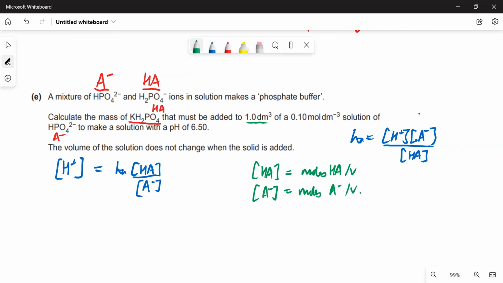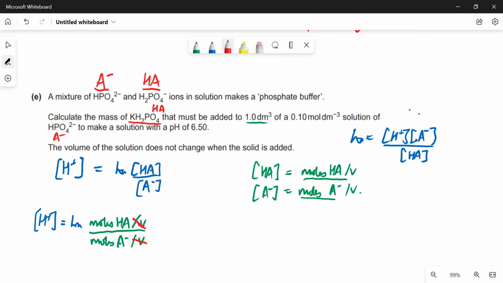So let's substitute those values into the equation on the left then. So what do we get? We get H plus is equal to Ka multiplied by moles HA over V divided by moles A minus over V. What's going to happen to those V's? They're going to cancel out. So that's why we don't need to know the volume. If the volume increases a bit when you add a bit of solid, it doesn't make any difference.